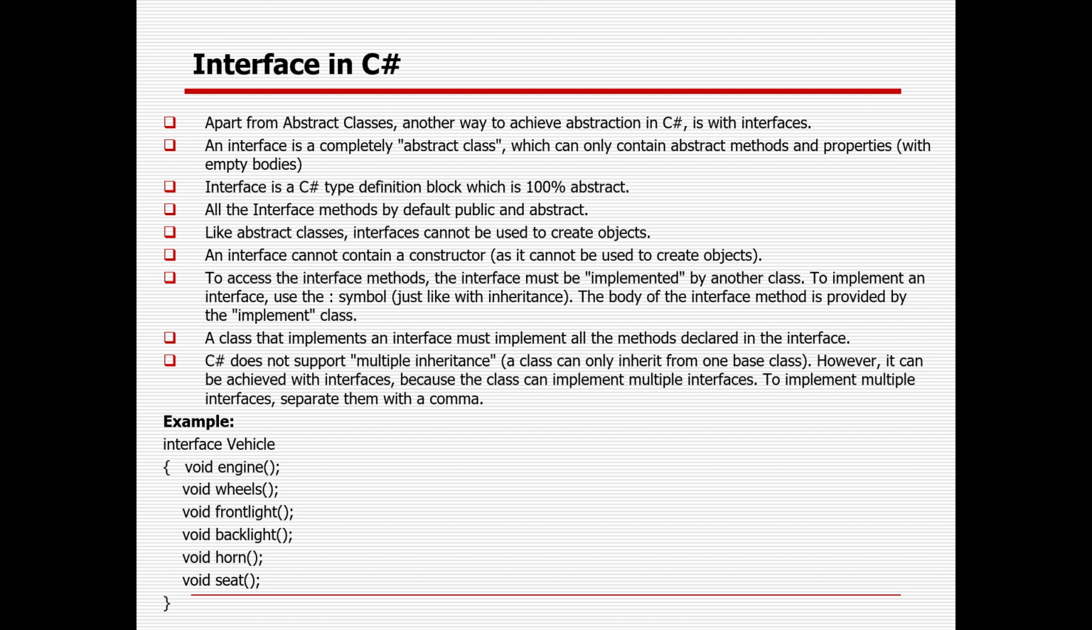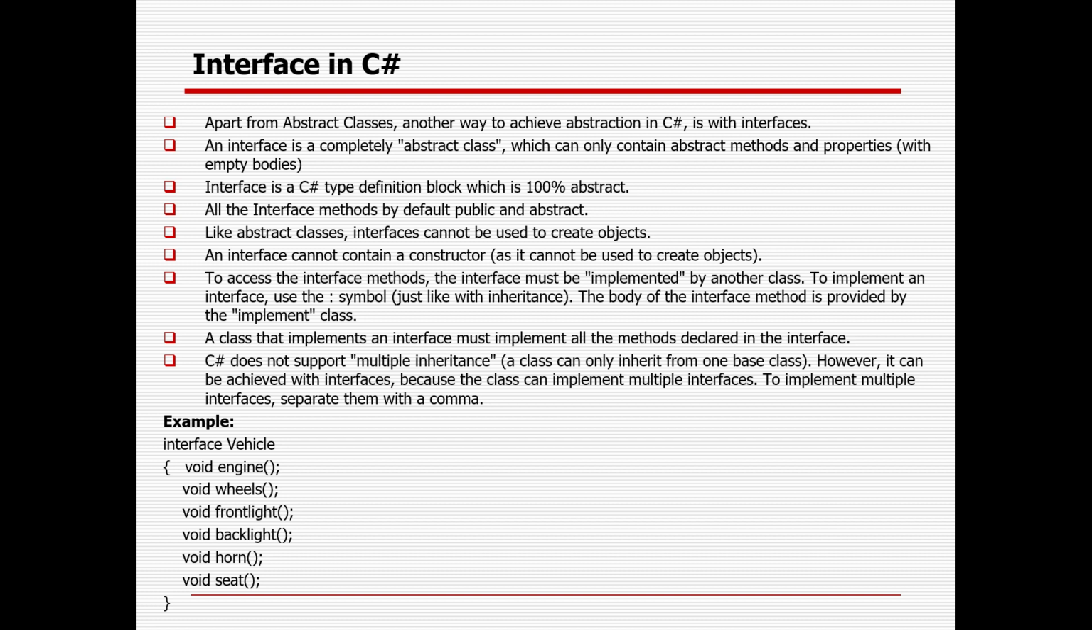But in interfaces, you do not need to define the abstract keyword at all. Whenever you create an interface, you use the word interface and simply the interface name. Within the interface, you just give the method name with its return type. By default, all the methods within the interface are abstract and public in nature, and you cannot give any body to them because they are 100% abstract. An interface is a completely abstract class which can only contain abstract methods and properties with an empty body. You cannot create any method with a body in the interface.